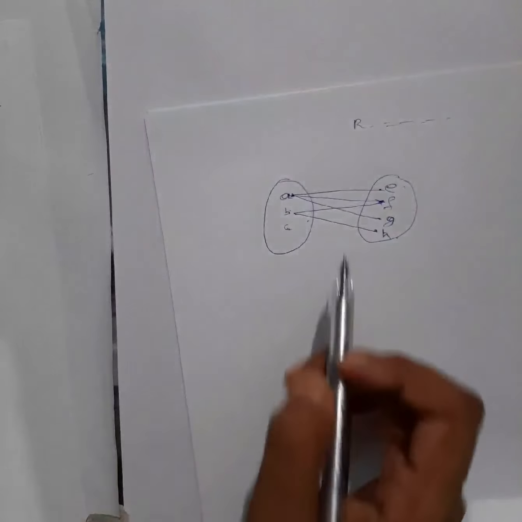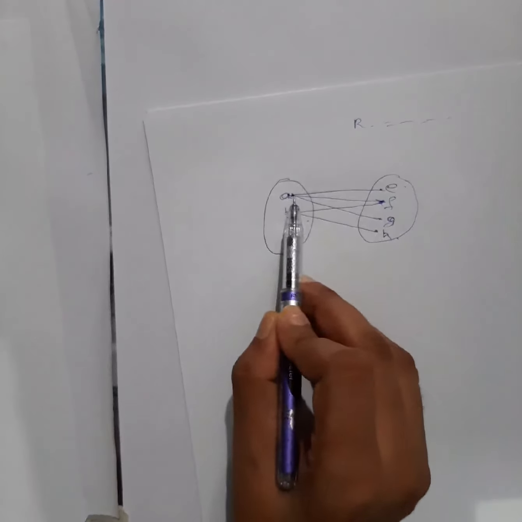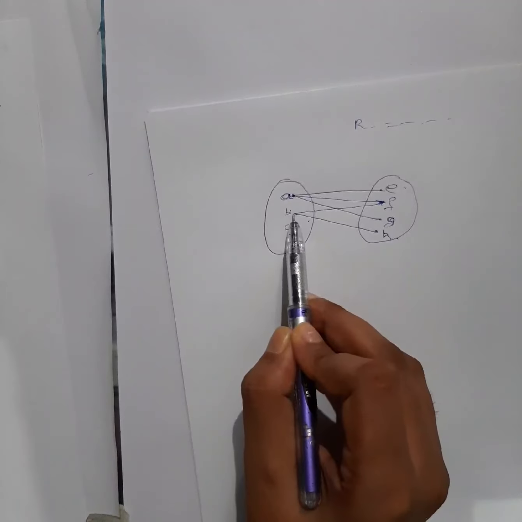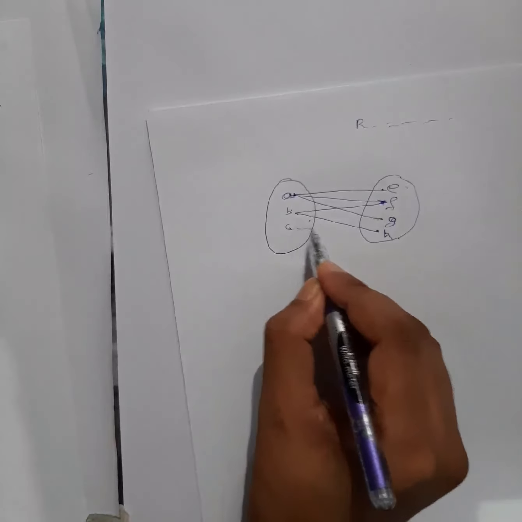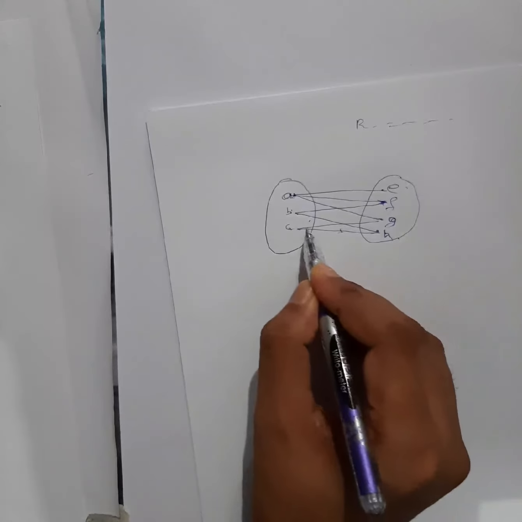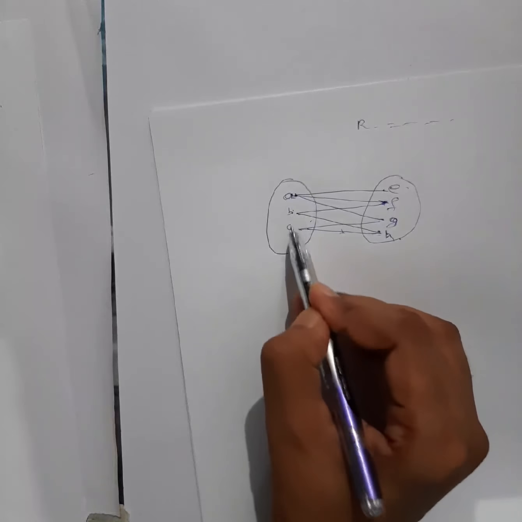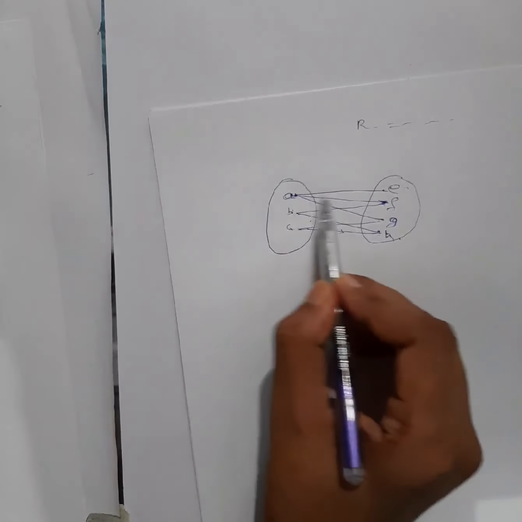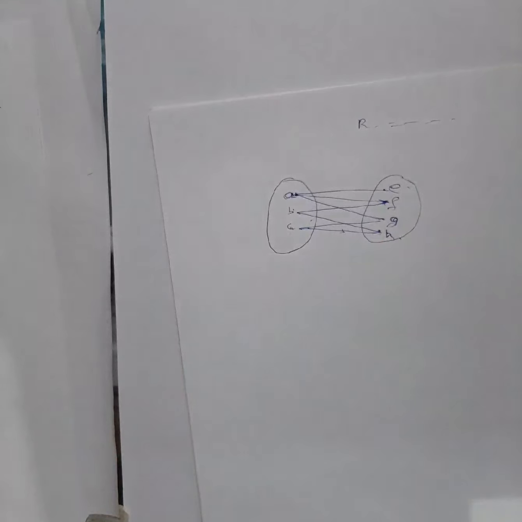Okay, so here also you can see A is having how many images? 1, 2, 3 images. Okay, B is having how many images? 1, 2. C is having how many images? Let me draw 2 images, suppose. Okay, H and G. So every element is having more than one image, right? A is having 3 images, B 2, C 2, right? Now see what a function is carefully.